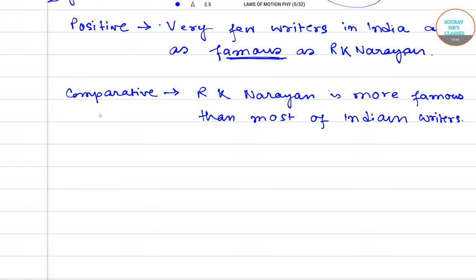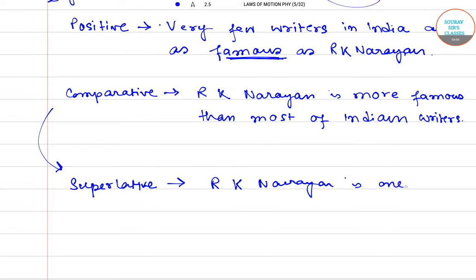Now this sentence, if I want to make it a superlative, then the sentence would be R.K. Narayan is one of the most famous Indian writers. So here we are just dealing with the word famous and making it most famous.